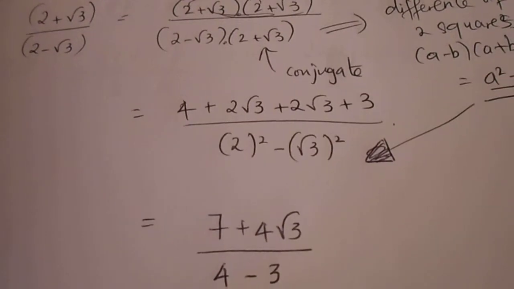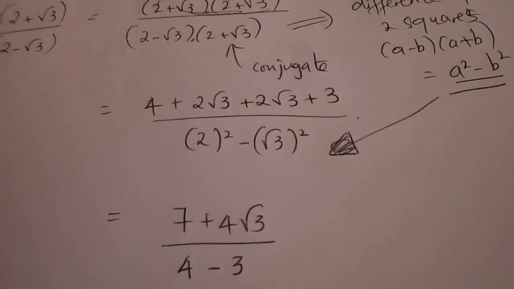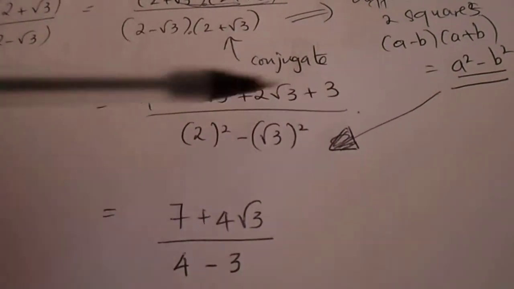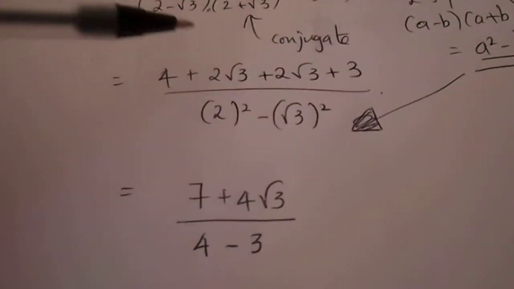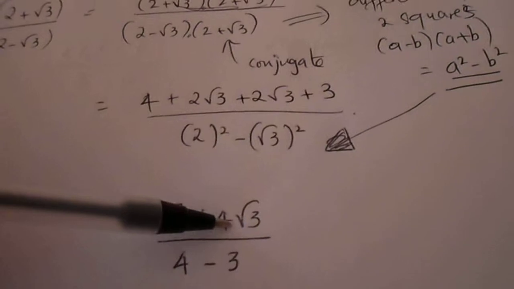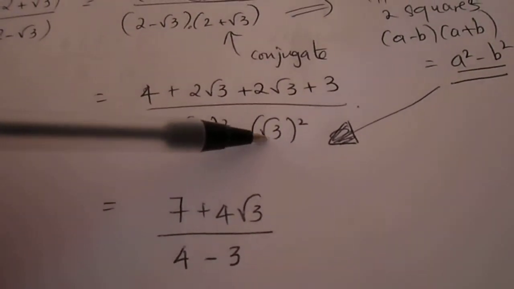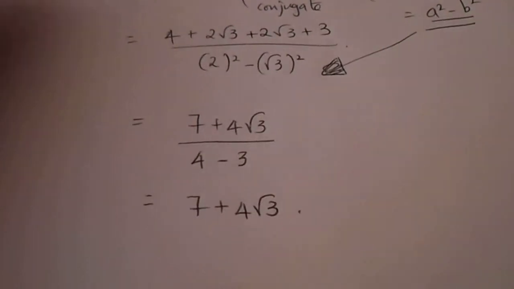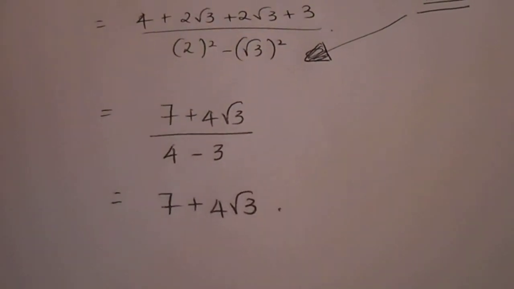So your final answer needs to be given in a simplified and clean state. 4 plus 3 is 7, so you collect the like terms and simplify them. So 4 and 3 are integers, we add them together, and 2 root 3 plus 2 root 3 is 4 root 3. All over 2 to the square is 4, and minus root 3 to the square is 3. So 4 take away 3 gives you a denominator of 1. So the final answer is equal to 7 plus 4 root 3.